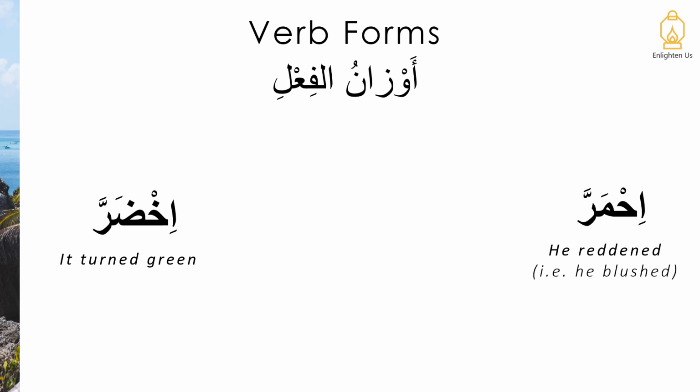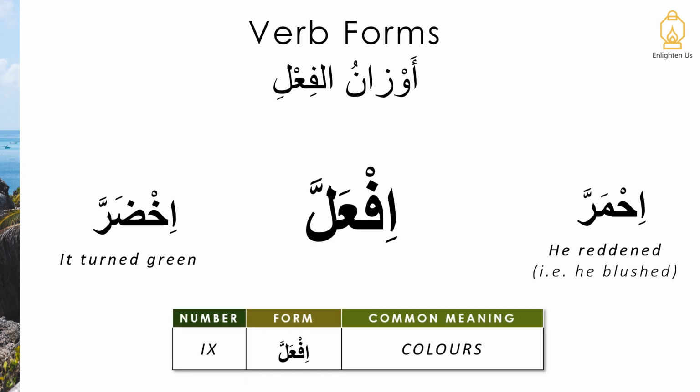Now let's go back to form 9. Form 9 is an interesting one because it's specifically to do with colours. We've got our two examples here. We've got ihmarra and ikhdarra. Ihmarra means he reddened, literally he reddened, but usually what we mean in terms of meaning is he blushed. Ikhdarra, I've used it rather than he turned green because what you're usually talking about is a plant or maybe the grass outside when it's spring turning green.